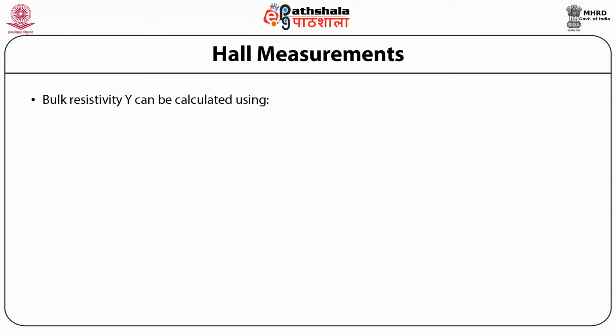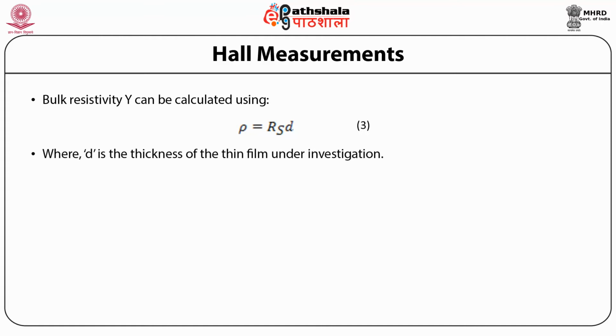Bulk resistivity can be calculated using the equation ρ = Rs × d, where d is the thickness of the thin film under investigation.